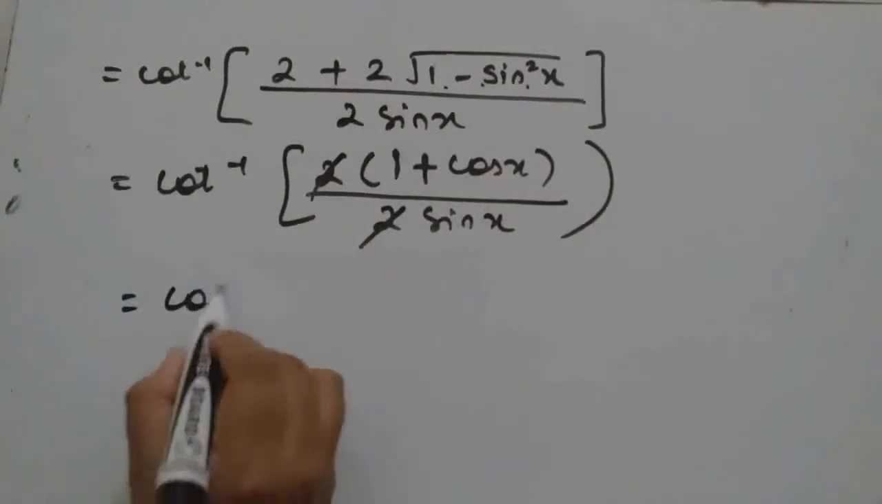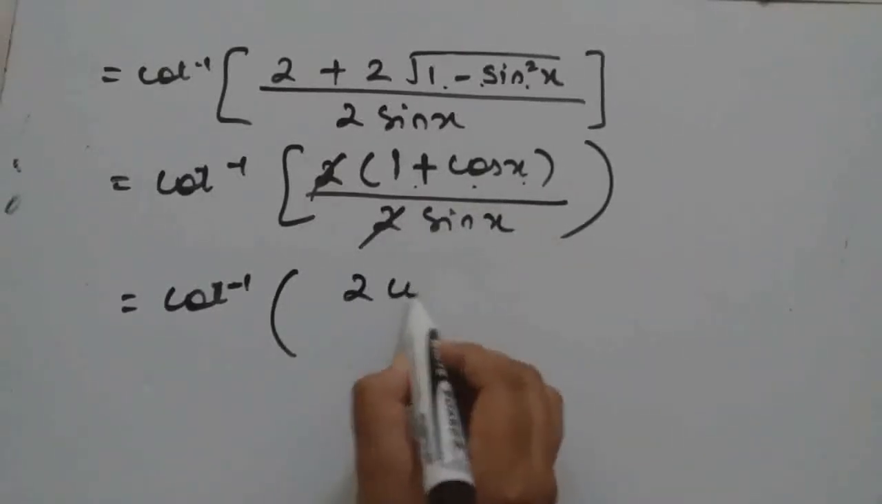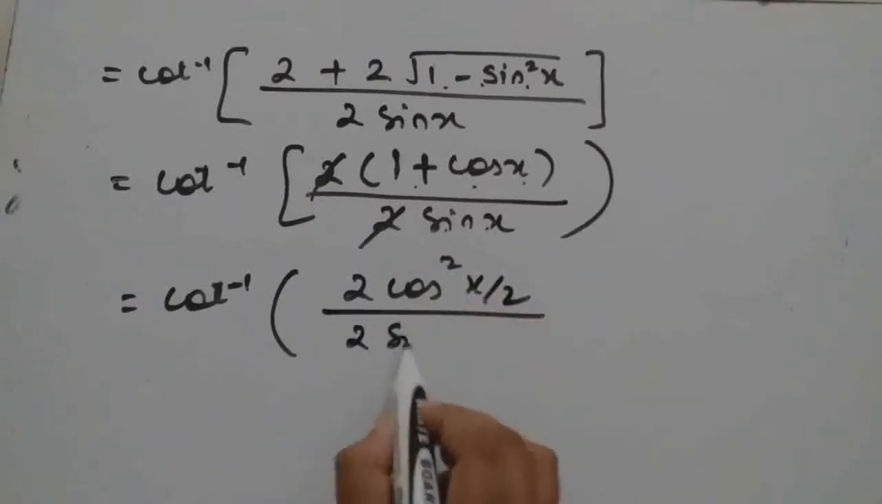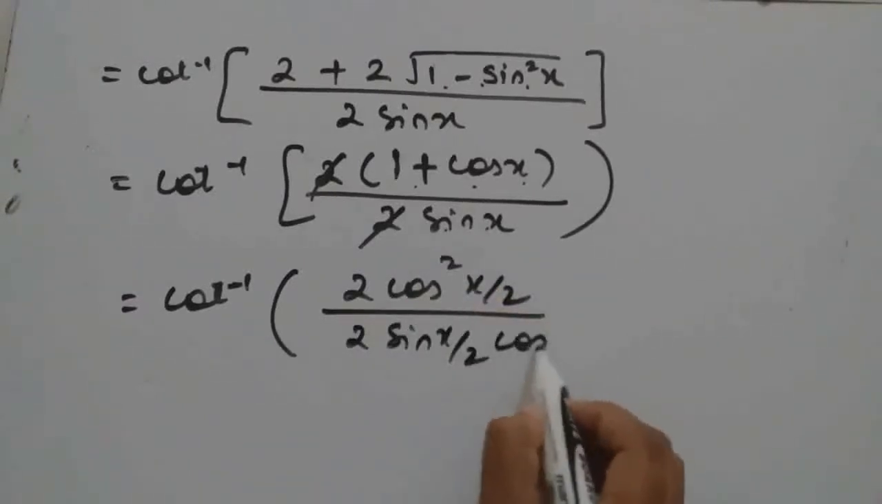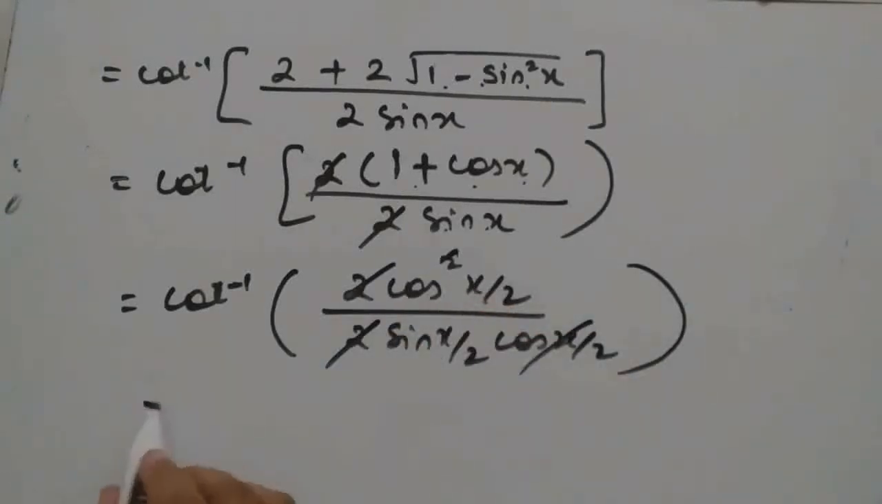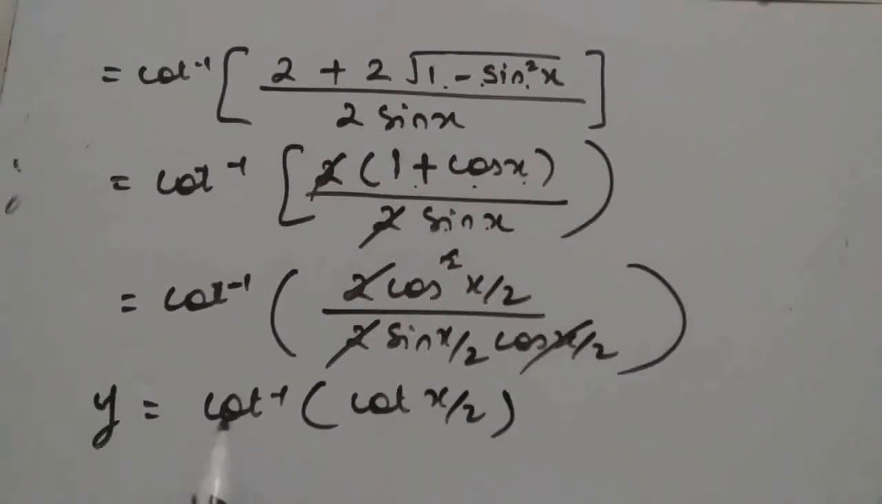Okay, so 2 will go. Now we know 1 plus cos x is what? 2 cos square x by 2, and sine x is what? 2 sine x by 2 cos x by 2. So 2 will go, 1 cos will go, so the answer will be cot x by 2. This is y. Now using the inverse trigonometric property, y will be x by 2 only. So this is the simplified form of the question.